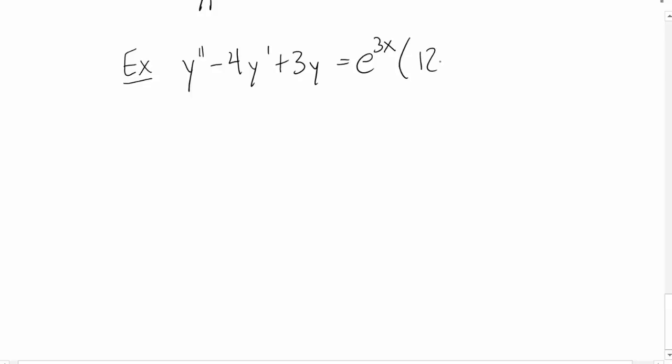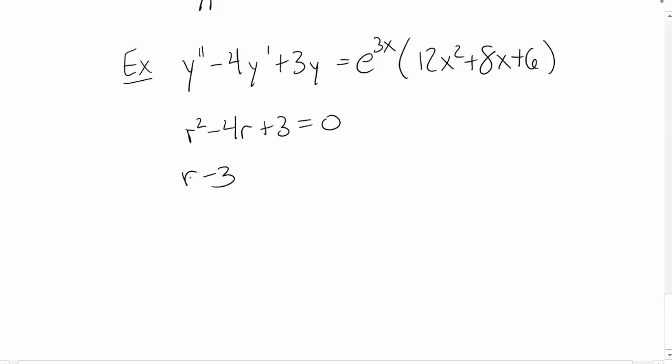So one more example, a separate one, and the only one I'm going to do at this time is the variation of parameters approach. So y double prime minus 4y prime plus 3y is equal to e to the 3x times 12x squared plus 8x plus 6. So if I solve my homogeneous, the characteristic equation is r squared minus 4r plus 3 is equal to 0. And how's r minus 3 times r minus 1 sounding?